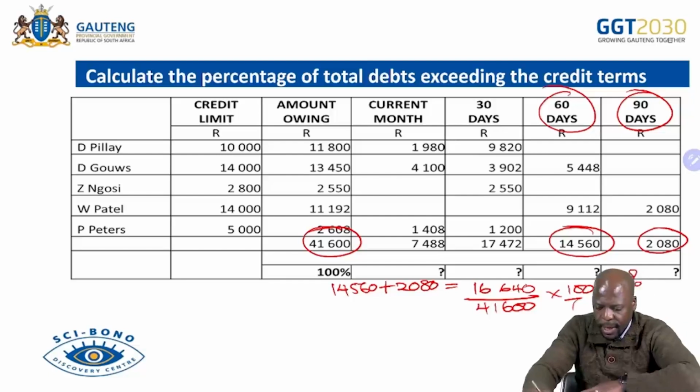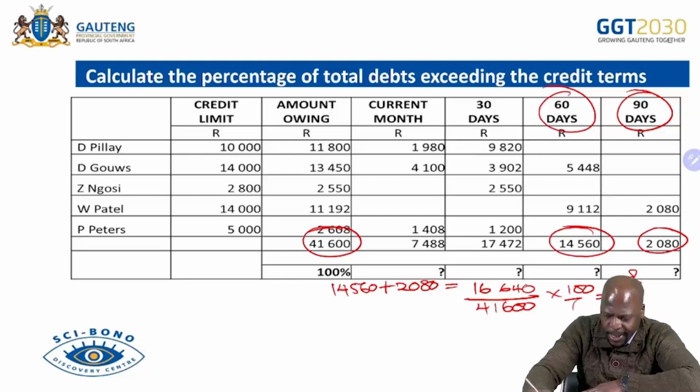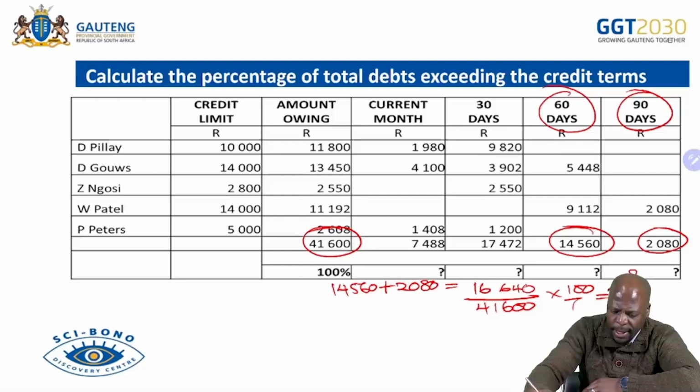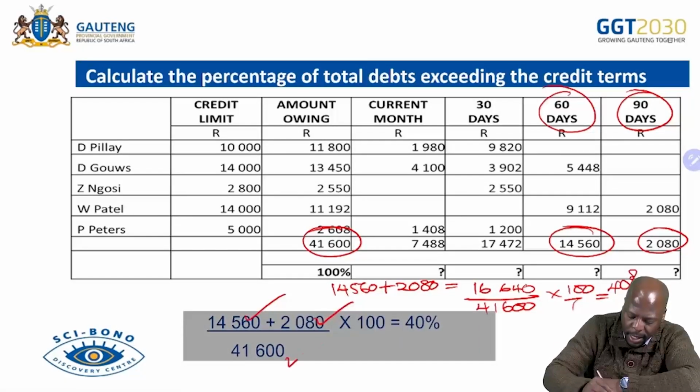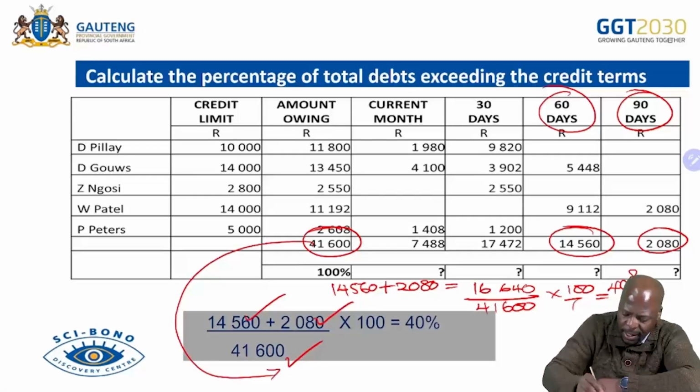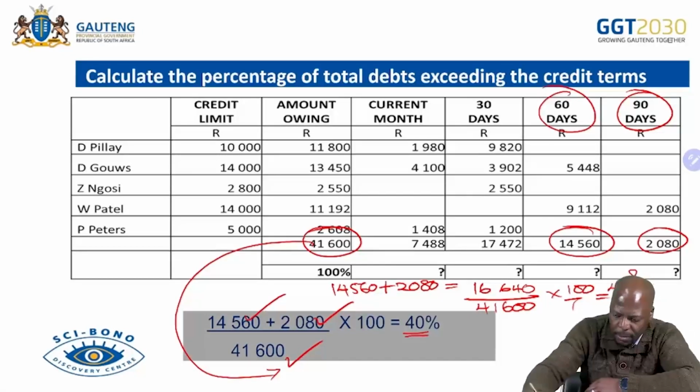Okay, let's see. That's exactly how we should show it. Okay, 40%. These are the debts that are exceeding the credit terms. And there it is. Nicely written. Here's my 14,560 plus my 2,080 and over the total, which is my 41,600. It gives me my 40%.